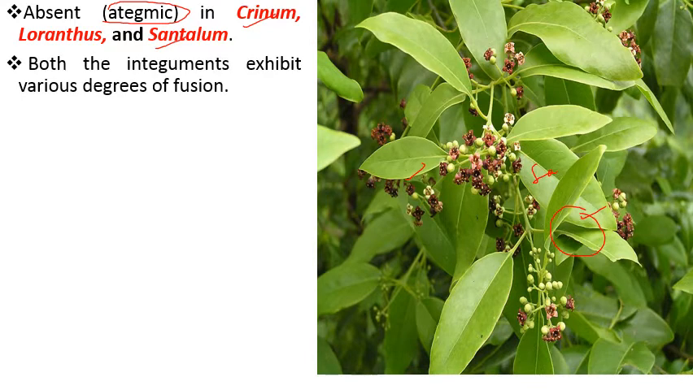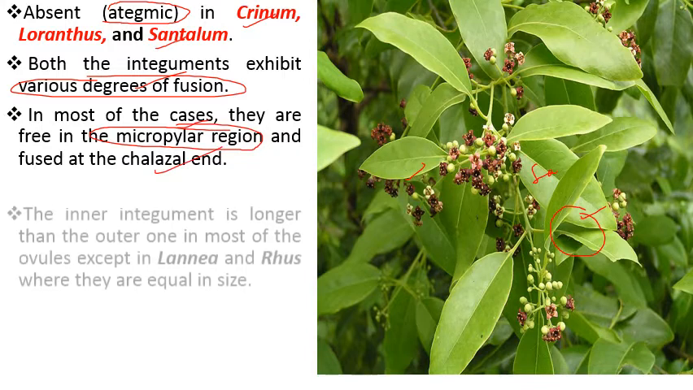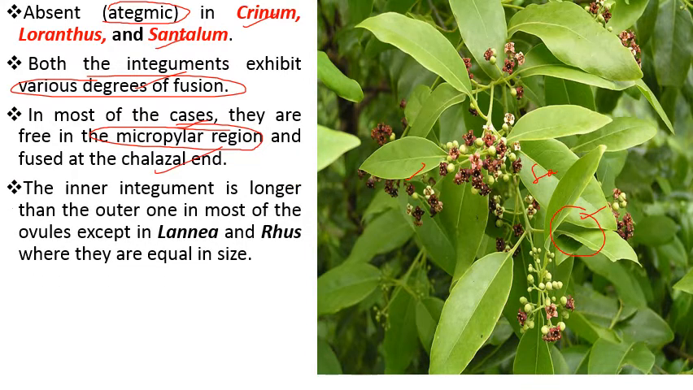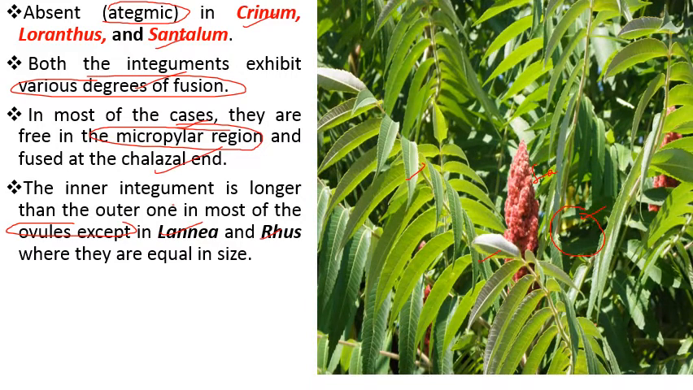Then in some plants, both the integuments exhibit various degrees of fusion. So ये different degree of fusion show करते हैं दोनों integuments. In most of the cases, they are free in the micropyle region. ये free होते हैं micropyle region में and fuse at the chalazal end. The inner integument is longer than the outer one in most of the ovules except Laurania and Rhus. So this is the photograph of Laurania and this is the photograph of Rhus. तो इन plants में ये जो inner integument है वो longer नहीं होता. Otherwise in most of the plants, the inner integument is longer than the outer one, whereas here they are equal in size. इन दो plants में ये जो integuments हैं वो होते हैं equal size के.